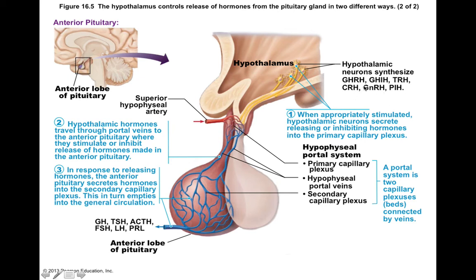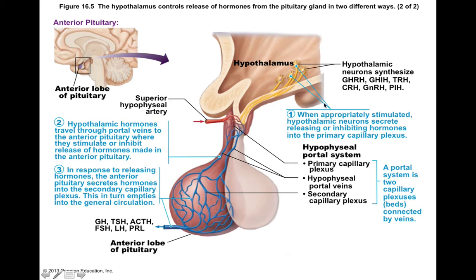Now, these neurons that release the releasing hormones release them into the capillary bed here in the infundibulum, and those releasing hormones from the hypothalamus will travel through the blood vessels here to the anterior pituitary gland, where they can diffuse out into the interstitial or extracellular fluid of the anterior pituitary gland. Those releasing hormones then can stimulate the release of hormones by endocrine cells in the anterior pituitary gland.